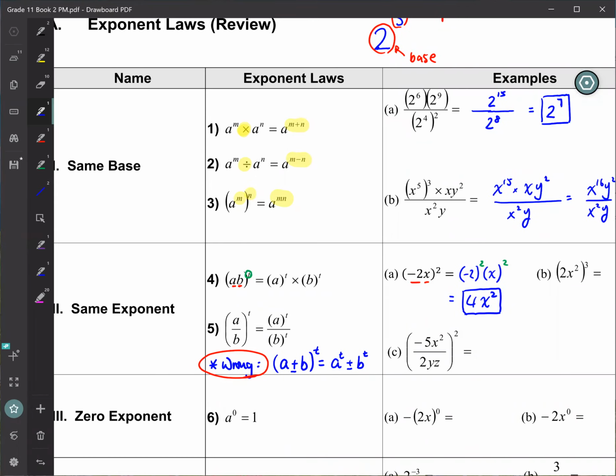So I would like you guys to try B and C, okay? B and C, same thing. The thing on the outside can share in, okay? The square will share in. So raise your hand when you have finished B and C.